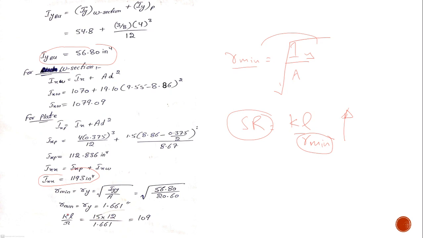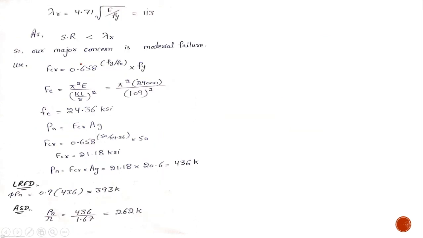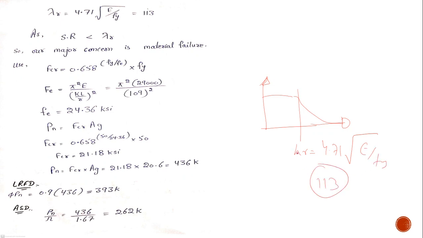The length K is 1. I've multiplied it by 12 to convert it into inches, and this r is from 1.661. So for every built-up section you have to find Ixx and Iyy. Finally, you should know this basic, and again this is very important. This is your lambda, 4.71 square root of E by Fy. It comes out to be 113 in our case, and our slenderness ratio is 109.